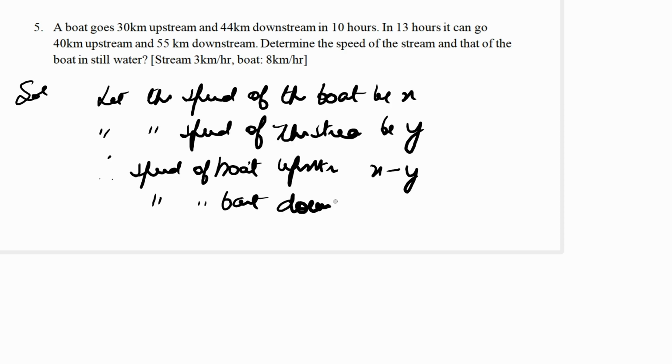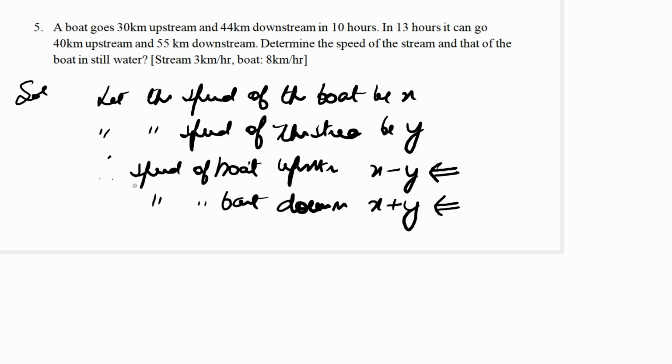downstream means when the boat is going with the flow. With the flow the speed will add, and upstream means against the flow. Against the flow the speed will subtract. The speed of the stream will be subtracted from the speed of the boat. That is what we have done over here. And here we have done the speed of the stream added to the speed of the boat when it is going downstream.